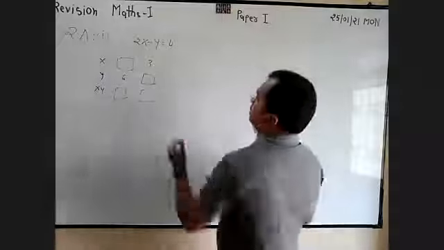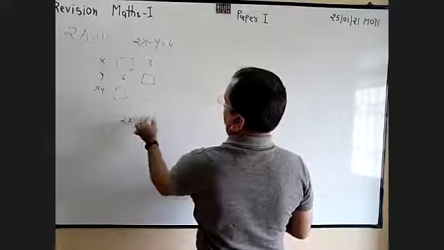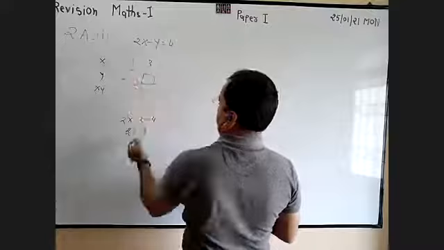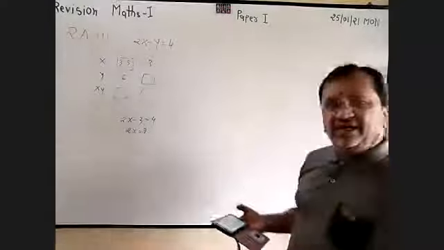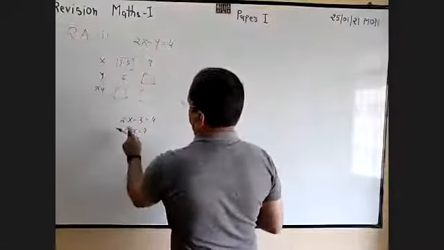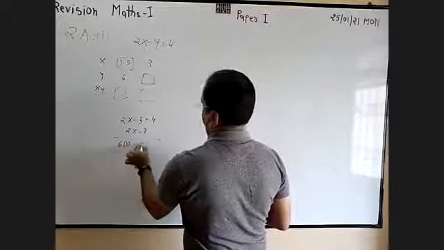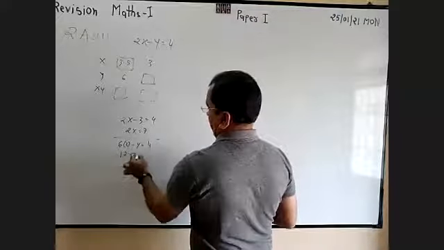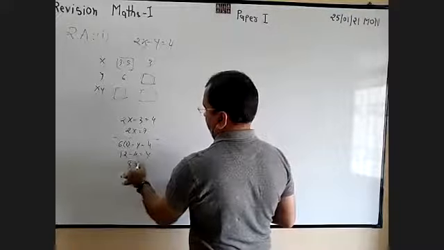Okay. Suppose y is equal to 3. 2x minus 3 is equal to 4. 2x is equal to 7. So it is 3.5. 3.5 double, it is 7. 7 minus 3 is equal to 4. Now x is equal to 6. So 6 2s are 12, minus y is equal to 4. 12 minus 4 is equal to y. 8 is equal to y.